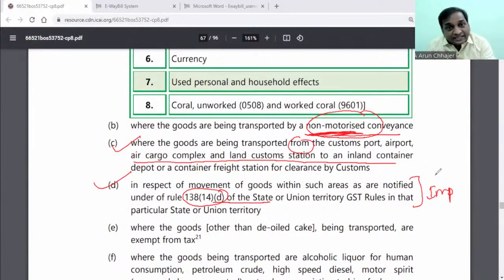But within the state, the state has the power to change the limit. Gujarat is saying that within the city, there is no need of an e-way bill. Rajasthan is saying that for movement of goods within the district, there is no requirement of an e-way bill. So likewise, there are different situations and different provisions. States can change their provisions, but only for intrastate movement. So if the goods are moving within the state, you always have to refer to the state's Rule 138.